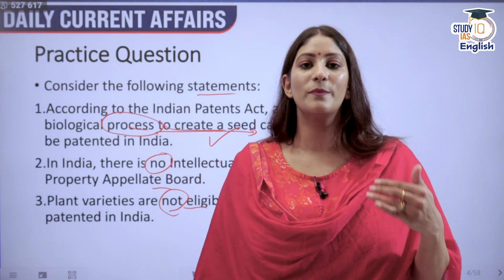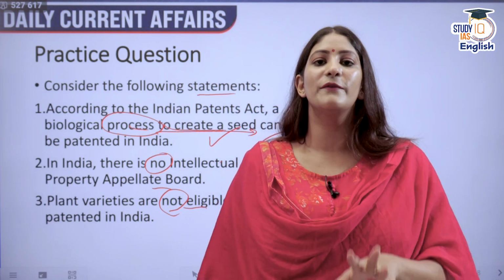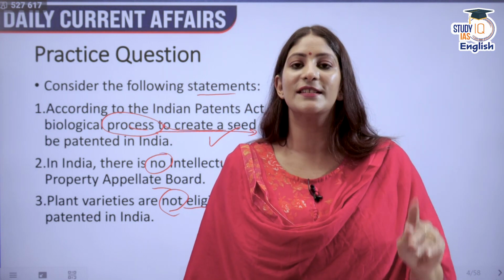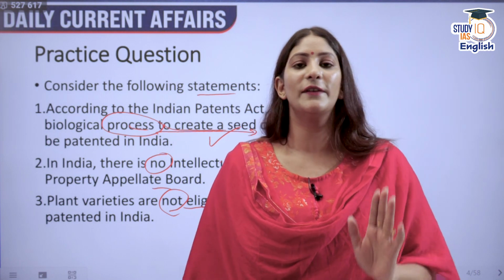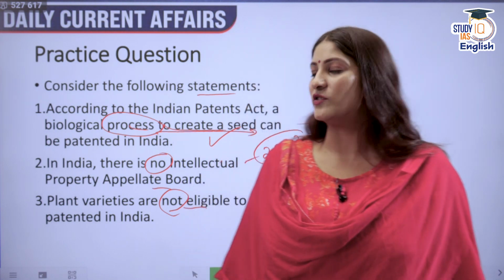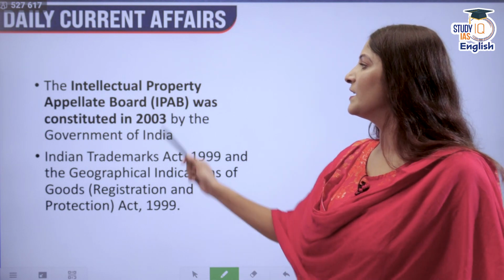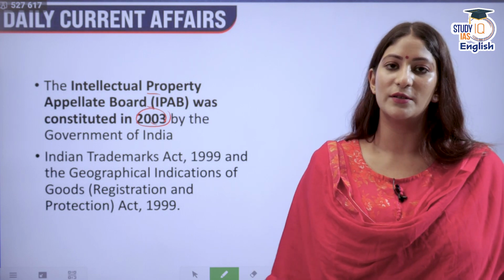So this is how UPSC asks us questions, how it tries to confuse us, how it tries to put in certain keywords. If you can pinpoint that keyword, you will definitely be able to crack that question. Okay, so the first statement is incorrect. The Intellectual Property Appellate Board was created in 2003 by the Government of India.